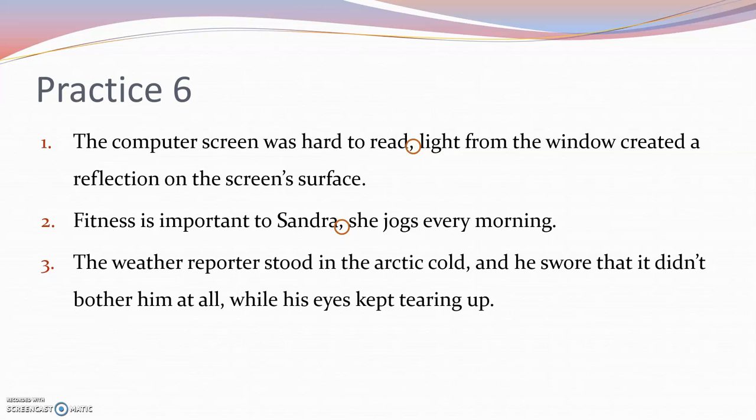While his eyes kept tearing up may appear at the end of the sentence, but it follows the rule about introductory words or phrases. It's a phrase that is set off by itself, and it should have the comma, so this particular sentence is correct.